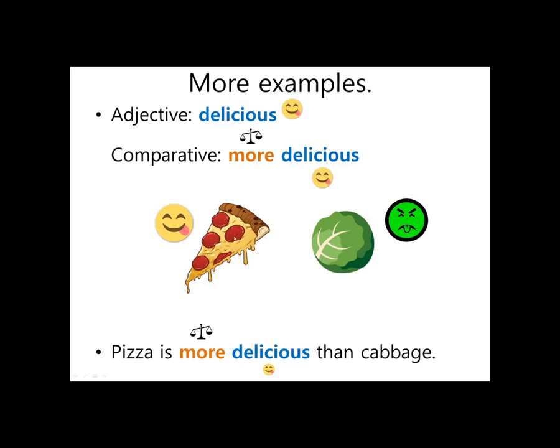Okay, we have pizza and cabbage. Using the adjective delicious, we change this to a comparative adjective, more delicious, and we can make the sentence, pizza is more delicious than cabbage. Oh, it looks very delicious.